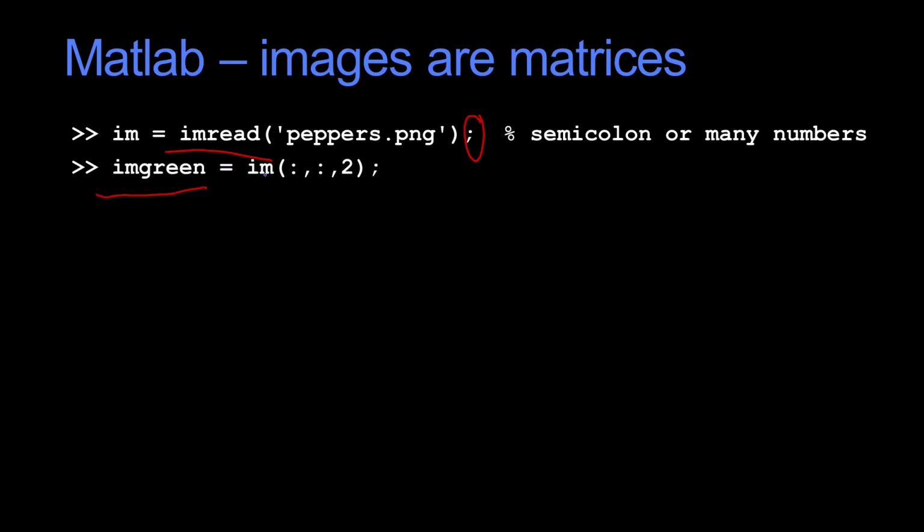The green channel can be indexed, because in Matlab, images have a certain number of rows, a certain number of columns, and you can think of this as the color planes or the layers. So when I say im of colon, that means all the rows, comma colon, all the columns, and then 2, that's red, green, blue, so that's green.